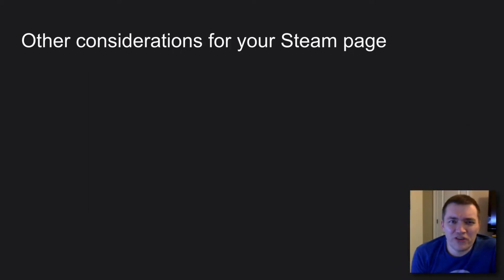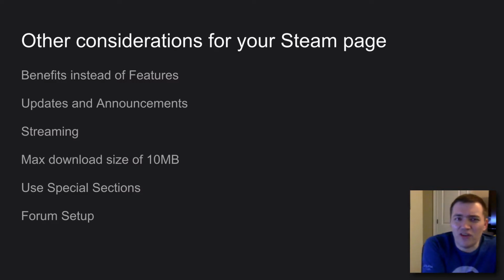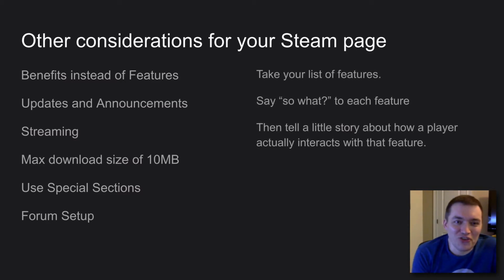So, some other considerations for your page. Most people just put together a feature list. But one thing that I would say, and again, this is from Chris's blog, is that it's better to think in terms of benefits to the player rather than just features. As he said, benefits are just a feature wrapped in context. Take your list of features, say "so what," and then tell a story about each feature, and that should be interesting enough that someone will want to repeat that story to someone else. I thought that was a good way to say it.